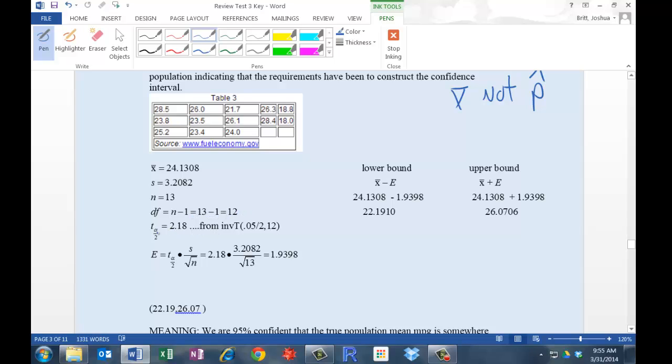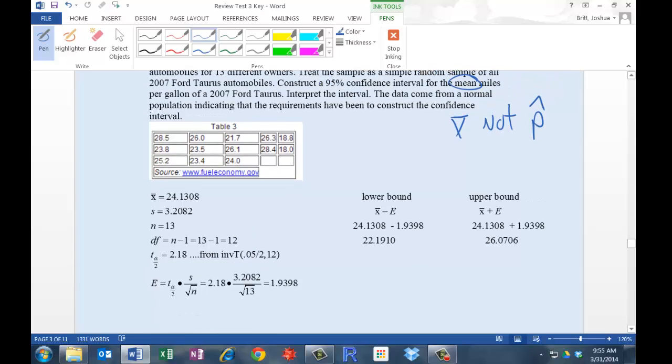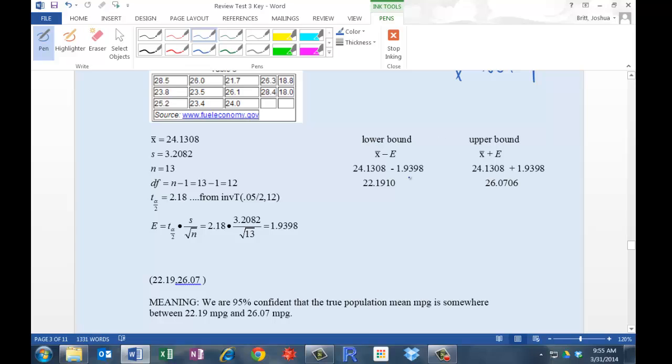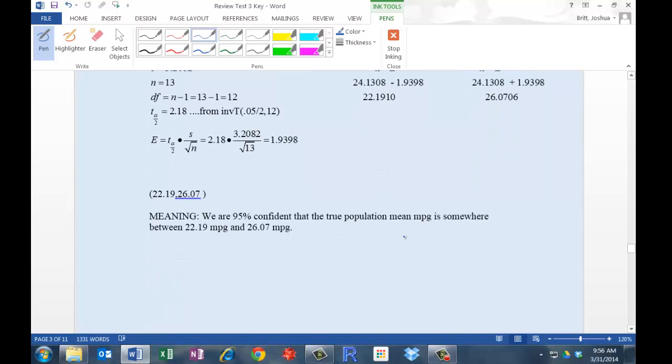And then this value, t alpha by 2, comes from inverse t on the calculator. It's 0.05 because with 95% confidence, alpha is 0.05. Just subtract 1 and you get alpha. Divide by 2, comma, degrees of freedom is the next argument. It's 12. And then we calculate the margin of error based on these statistics. Margin of error is this. We find our lower and upper bounds. Here we go, upper bound, x bar plus the margin of error. Then we have the meaning here.